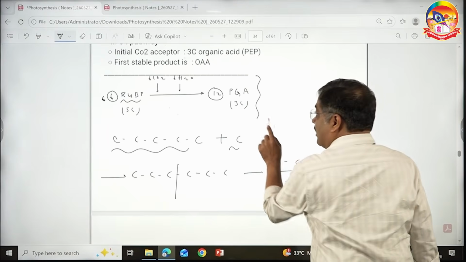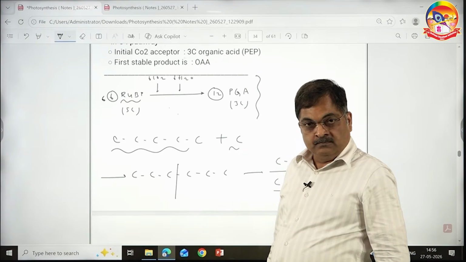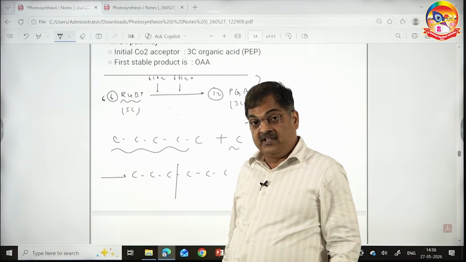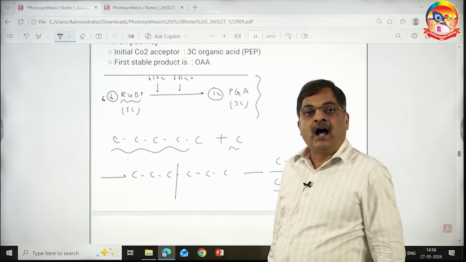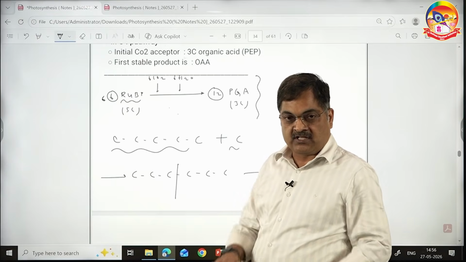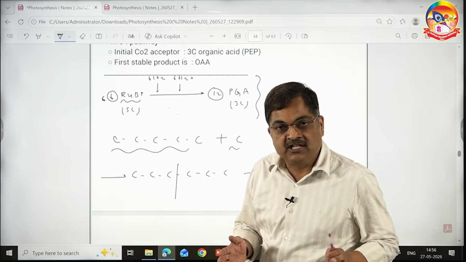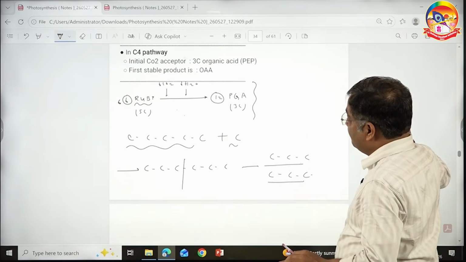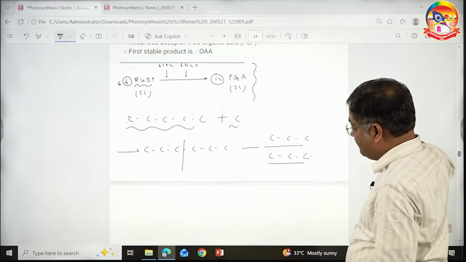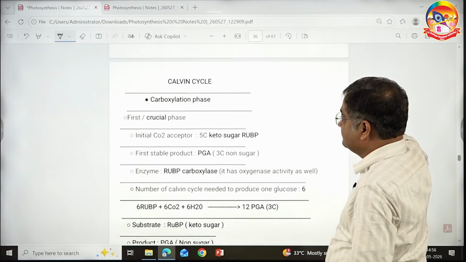What is this step called? This step is called the carboxylation phase. What is the enzyme responsible for this? The enzyme responsible is Rubisco. How many ATP are utilized in this process? 0. How many NADPH2 are utilized in this process? 0. Let us see all the points with regard to the carboxylation phase.